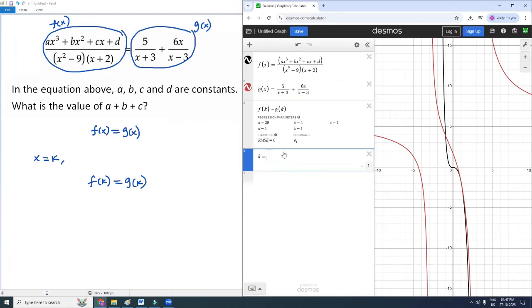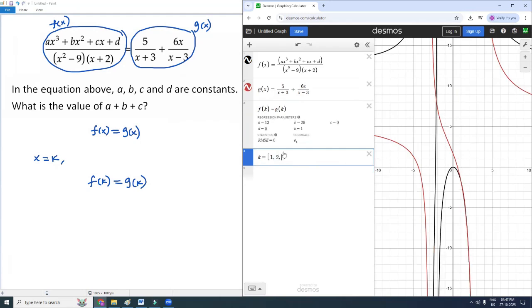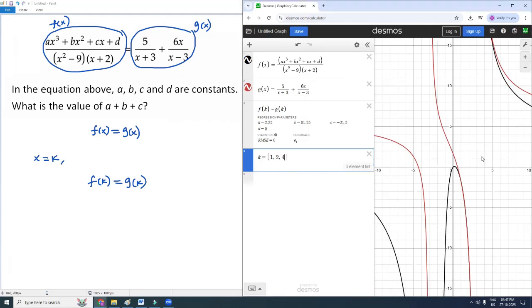That is k = [1, 2, ...]. We don't want to take the value 3 for k, because k is the value of x, and when x equals 3, the denominator here becomes 0 and this fraction becomes undefined. So we can avoid taking 3 for k and take some other values instead. Already we have taken 1 and 2. Now let's take 4, then 5.